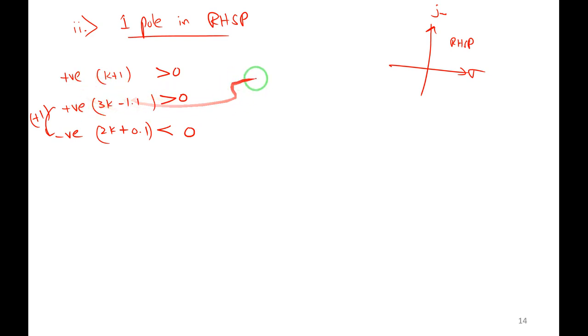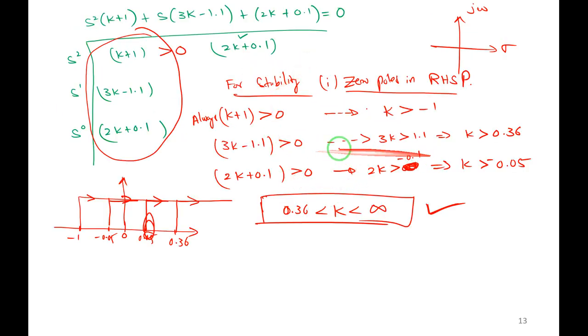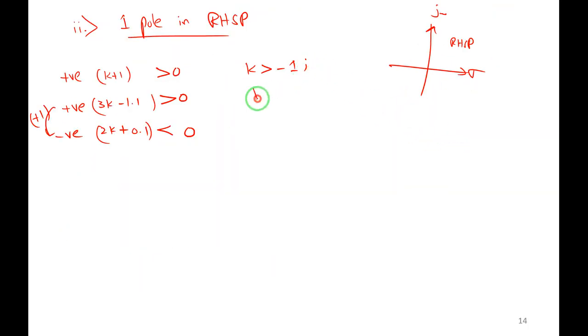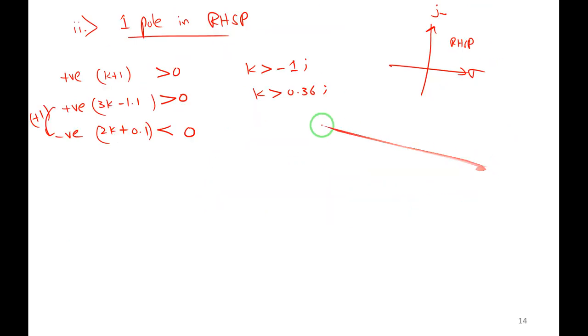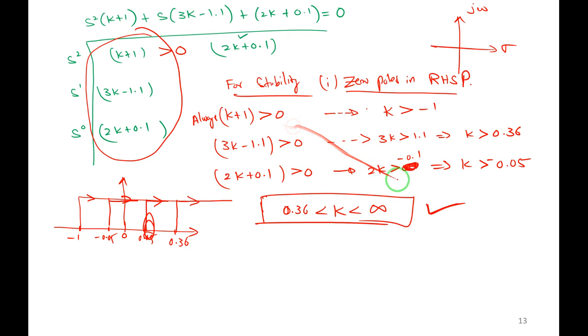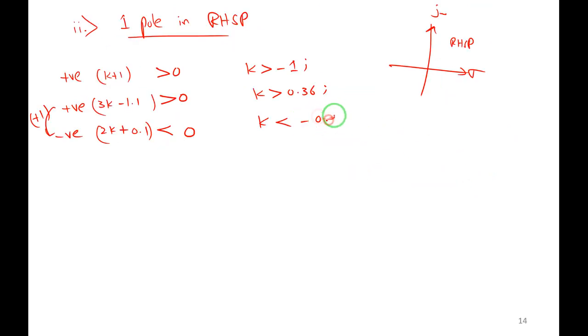This I will be following. So this already I have done. What I am getting, this greater than 0 pole condition, k is greater than, no need to calculate. Once k is greater than minus 1, from this second one 3k, sorry, k is greater than 0.36. Only this one, 2k is less than 0, means k should be less than minus 0.05.